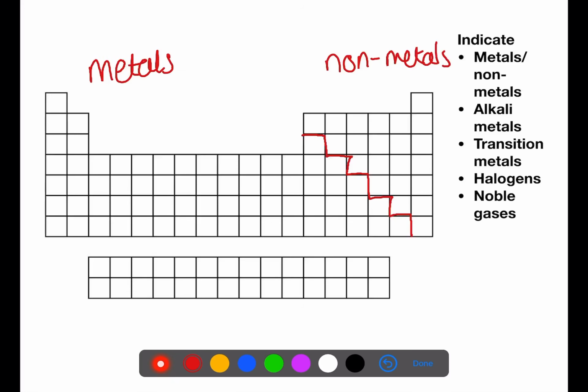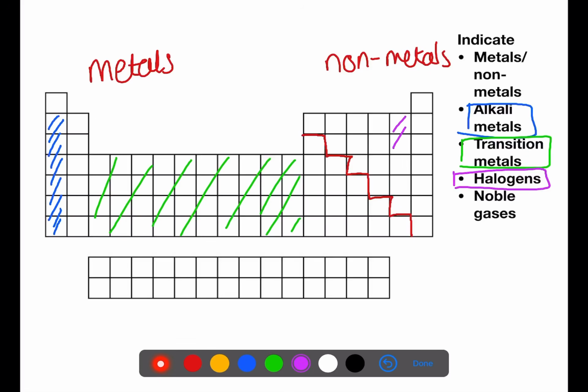There are 4 particular areas of the periodic table that you're expected to be familiar with. The first is the alkali metals. That is the group 1 metals which can be found here. We then have the transition metals, which is this region here in the middle of the periodic table. The halogens are group 7, and then finally the noble gases, which are group 8 or group 0.